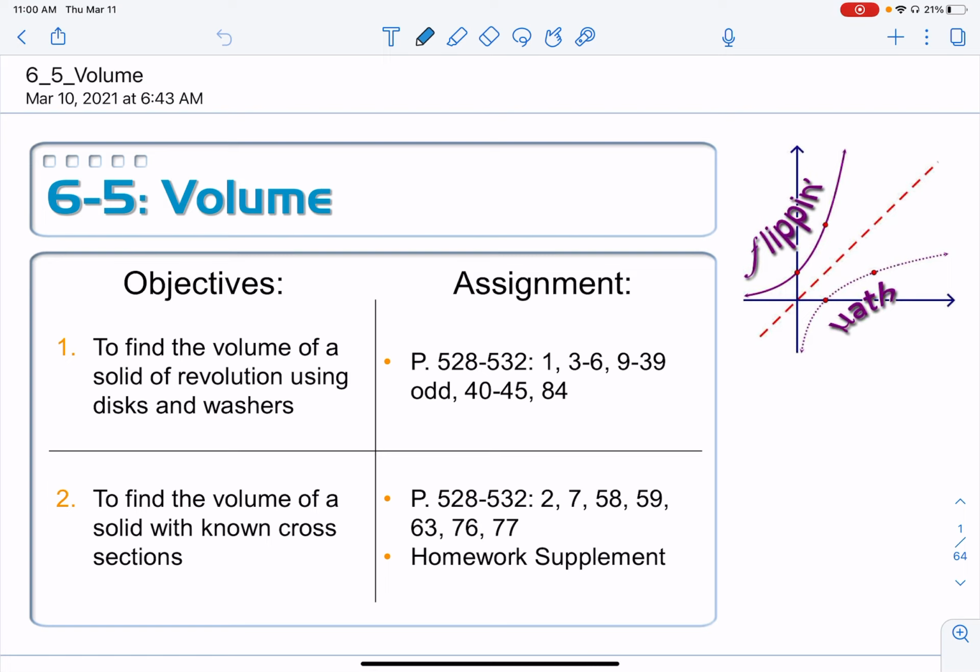Remember that on this particular assignment we do have a homework supplement, and that homework supplement is going to be a released free response question that puts all of these pieces together for you.